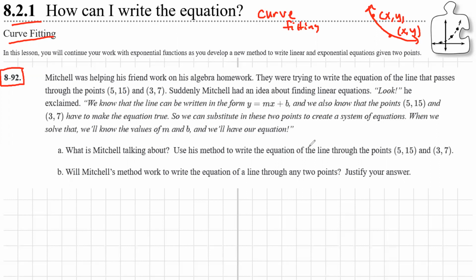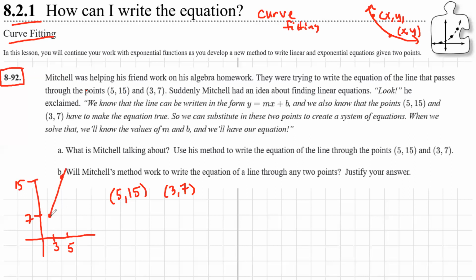Okay, hold on one second. So if we wanted to find the equation that goes through these 2 points, let's write them down: (5, 15) and (3, 7). If I did a little rough sketch, 3 is here, 7 is here, so that's my first point. The second point is 5, 15, so a little bit over, and 15 is a little bit higher than 7, like twice as high. So the other point's here. And we want to find the equation of the line that goes through those 2 points.